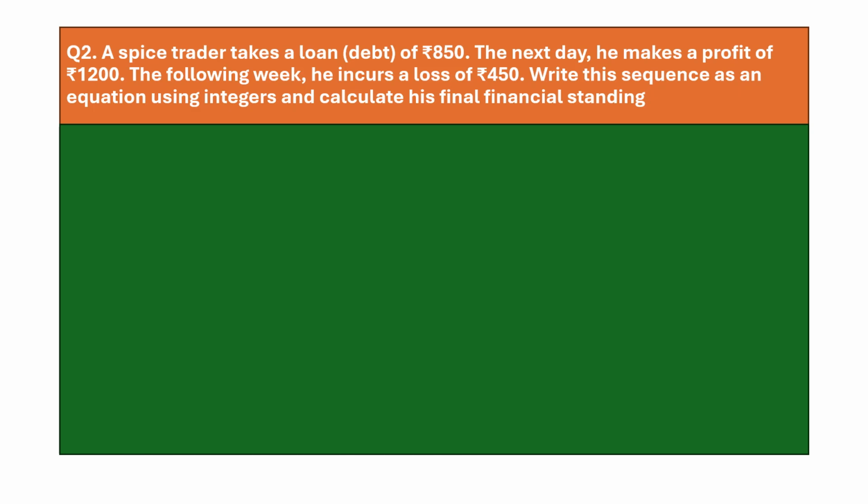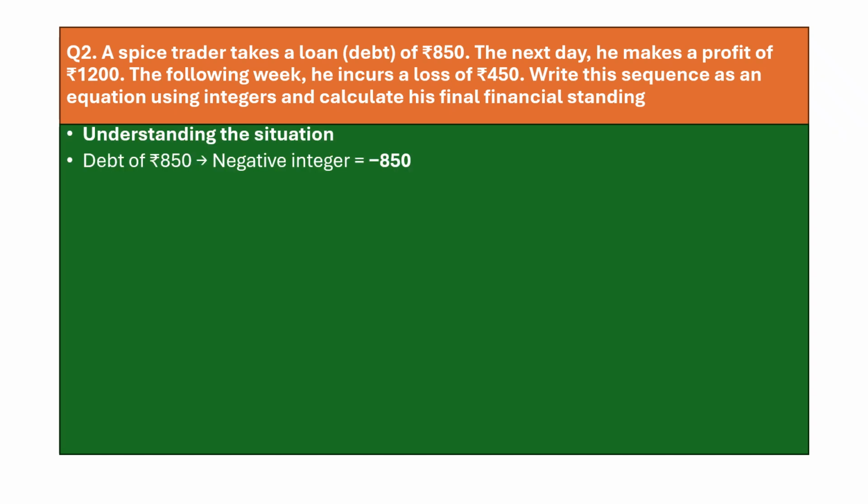Question number 2. A spice trader takes a loan or a debt of rupees 850. The next day he makes a profit of rupees 1200. The following week he incurs a loss of rupees 450. Write the sequence as an equation using integers and calculate his final financial standing.